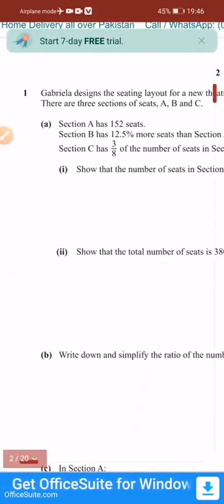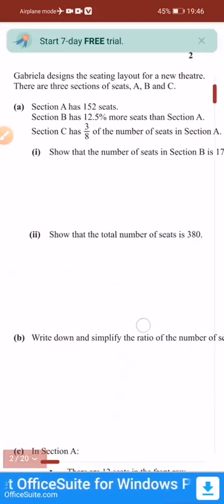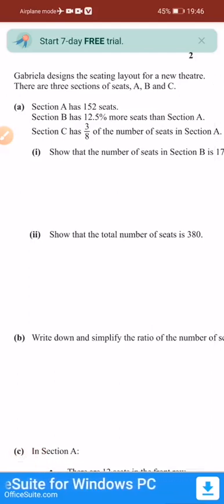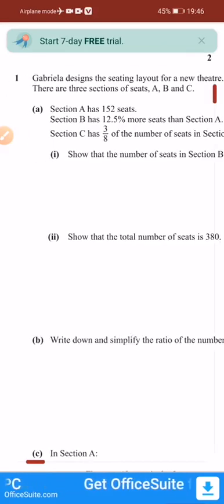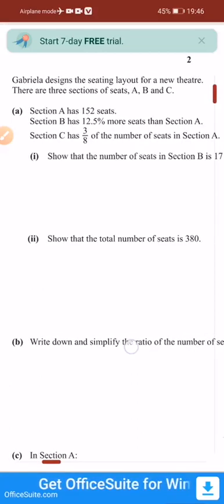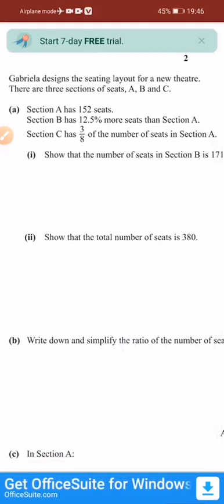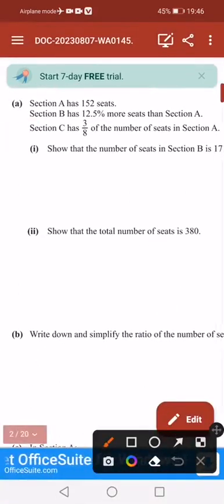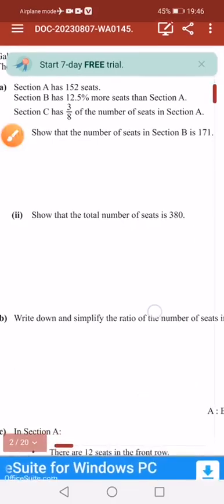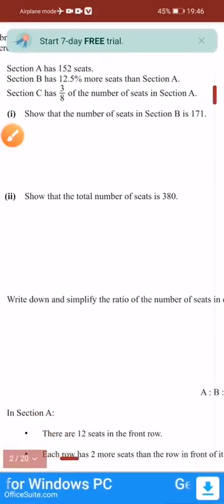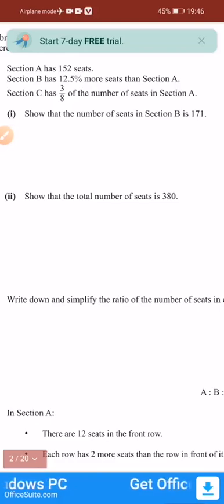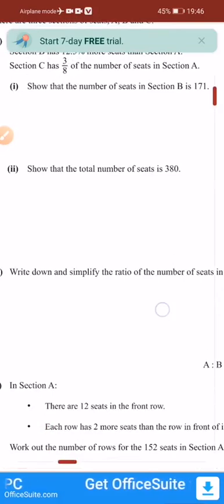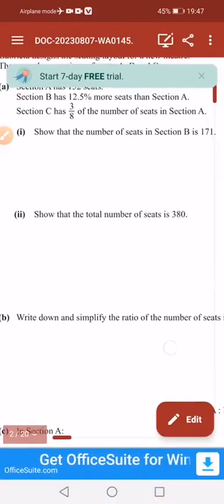Okay, let's go into the first question. Gabriela designs the seating layout for a new theater. Right, there are 3 sections of seats, A, B, and C. Section A has 152 seats. Section B has 12.5% more seats than section A. Okay, then they said section C has 3/8 of the number of seats in section A. Show that number of seats in section B is 175.